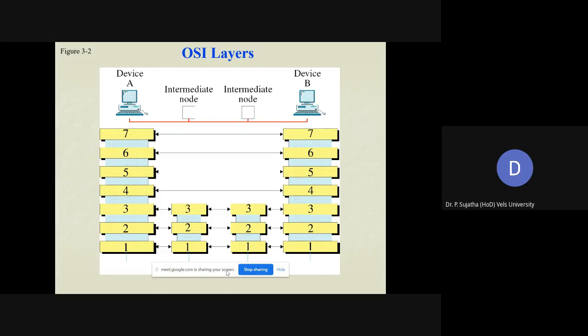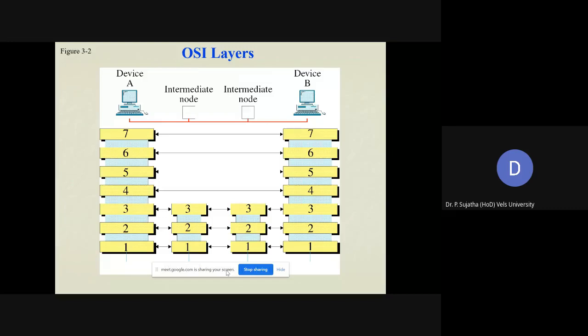Definitely all the devices will have the seven layers. Device A will have all seven layers. Seventh layer, that is the application layer. Sixth layer, the presentation layer. Fifth layer, session layer. Fourth layer, transport layer. Third layer, network layer. Second layer, data link layer. And first layer, physical layer. So device A contains all seven layers.